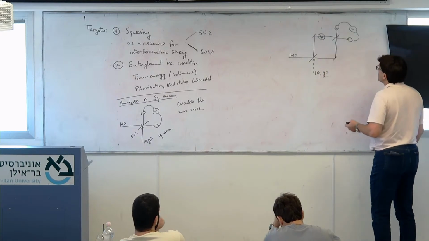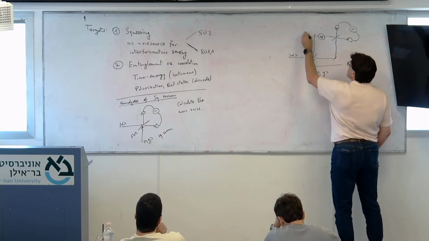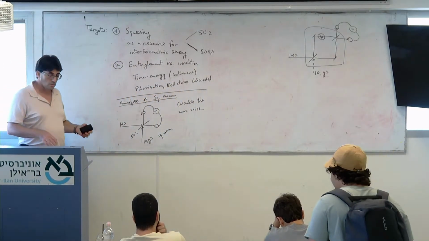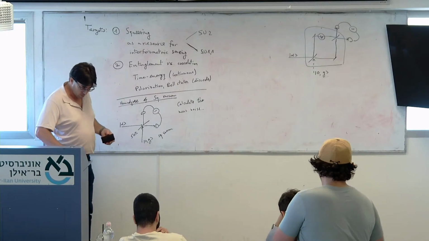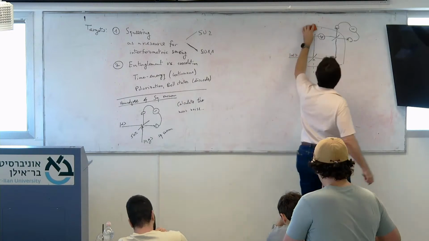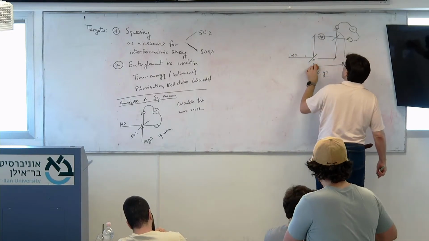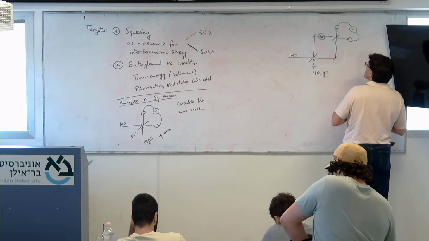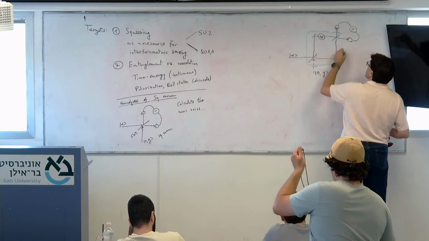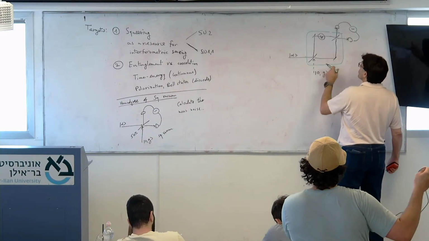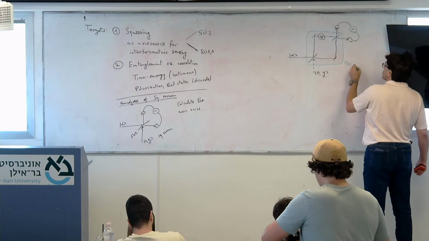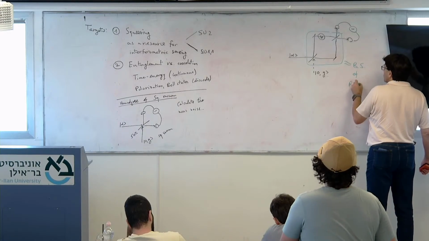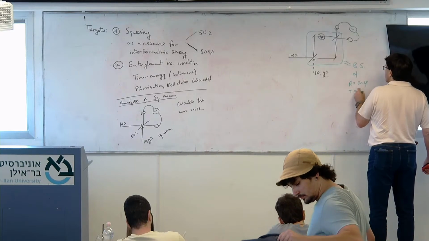Why? Because this entire thing, as I showed you last time, can be seen as a black box with 2 inputs and 2 outputs, and this is equivalent to a beam splitter of reflection equals cosine phi and transmission equals sine phi.